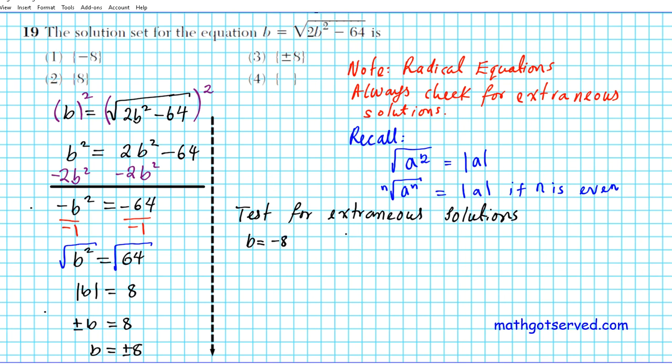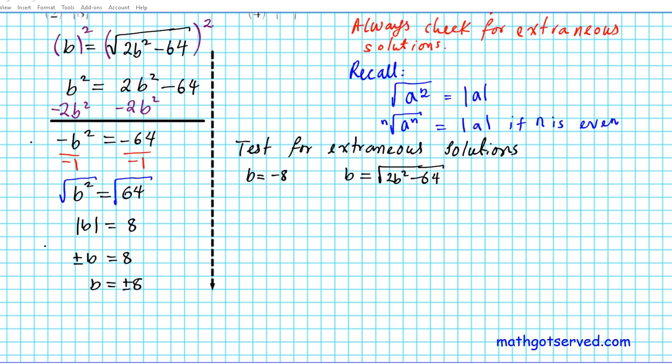All right, so the formula is b equals the square root of 2b squared minus 64. So if we substitute -8 here, do we end up with a true statement? The question is, is -8 equal to the square root of 2 times -8 squared minus 64? Well, let's PEMDAS the right side, simplify it completely.